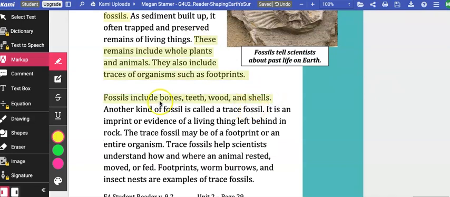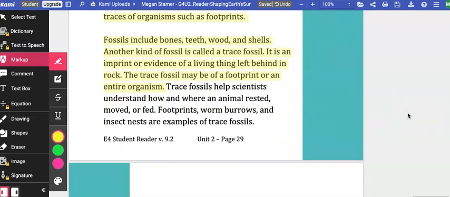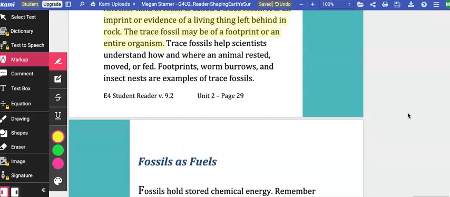Another kind of fossil is called a trace fossil. It is an imprint or evidence of a living thing left behind in rock. The trace fossil may be of a footprint or an entire organism. Trace fossils help scientists understand how and where an animal rested, moved, or fed. Footprints, worm burrows, and insect nests are examples of trace fossils.